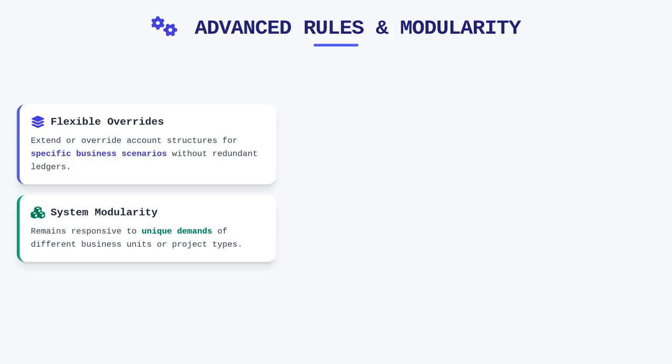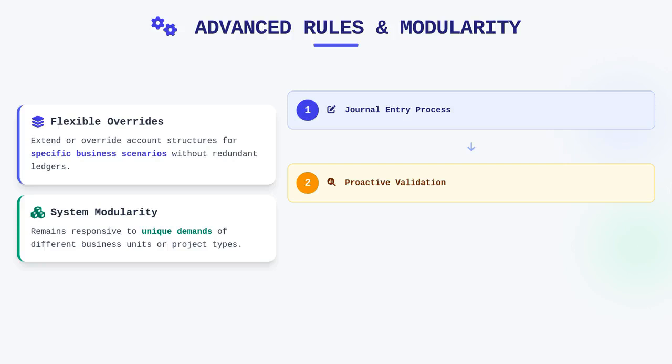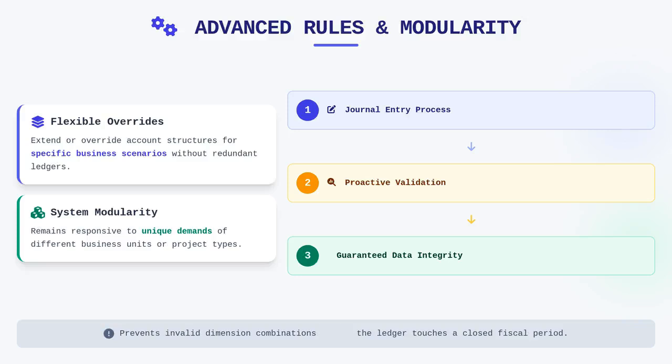types. As you configure these, the system begins to enforce these rules during the journal entry process, providing immediate feedback to the user if a dimension combination is invalid according to the predefined structure. This proactive validation is critical for maintaining data integrity before the ledger ever touches a closed fiscal period.